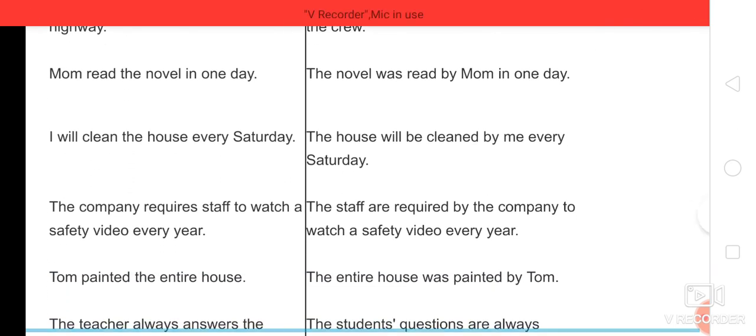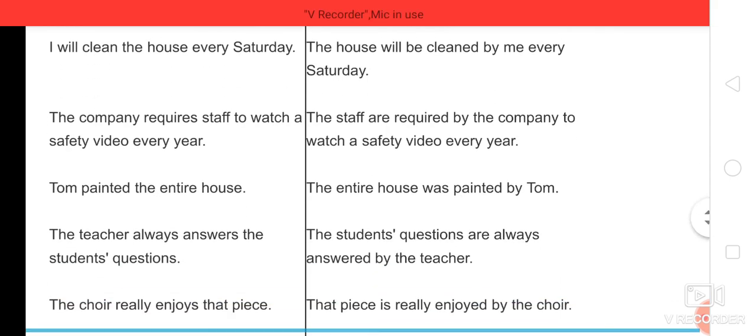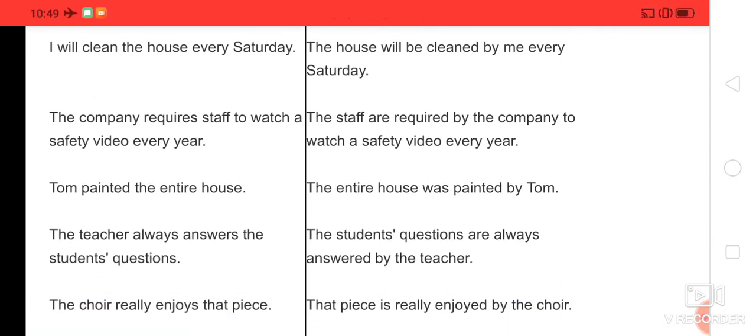The company requires staff to watch a safety video every year. The staff are required by the company to watch a safety video every year. Tom painted the entire house. The entire house was painted by Tom. The teacher always answers the students' questions. The students' questions are always answered by the teacher.